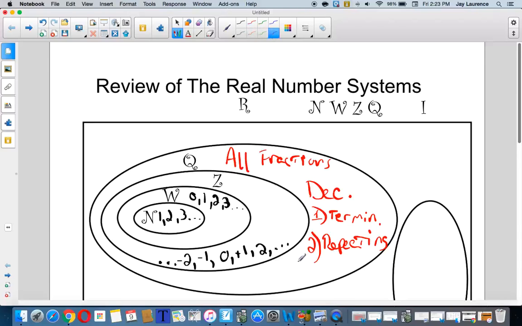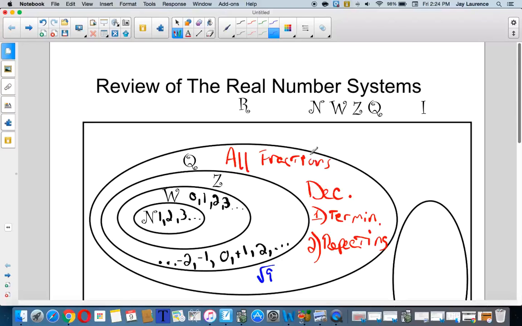That would mean things like the square root of 9 are rational, because the square root of 9 is 3. 3 is a natural number. If I'm 3, aren't I inside the natural oval? I'm inside the whole oval, I'm in the integer oval, and I'm also inside the rational oval.